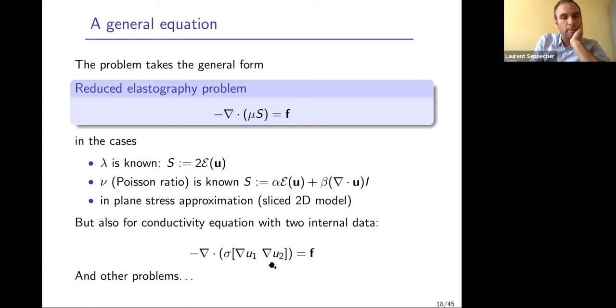doing the matrix tensor here using grad U1 and grad U2, the two data. It takes the same shape of equation here, and also other problems. We can see this equation arising in finance for the Black-Scholes model. When you want to recover the volatility, somehow you can go back to this problem with some transforms, little tricks. So it's quite general and quite interesting to focus on this equation.